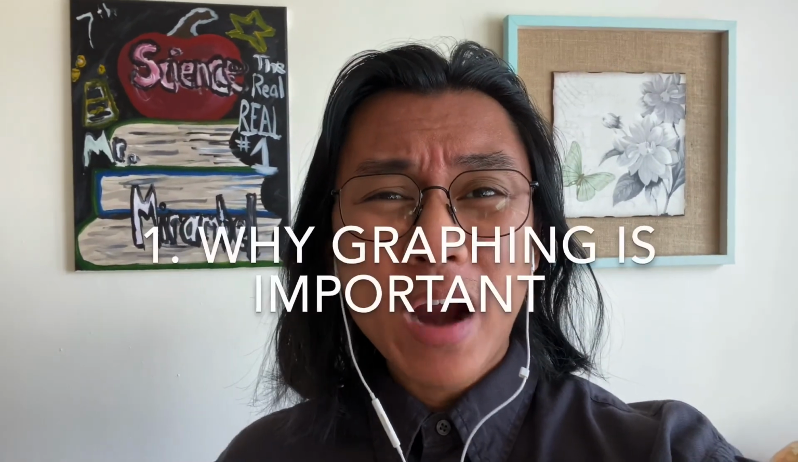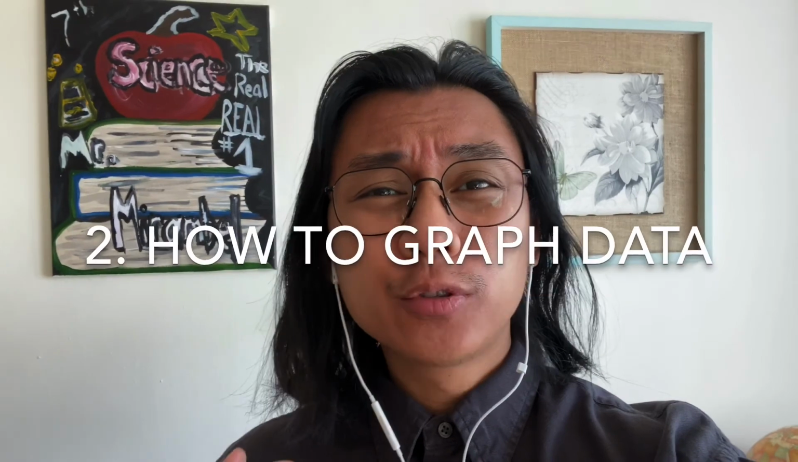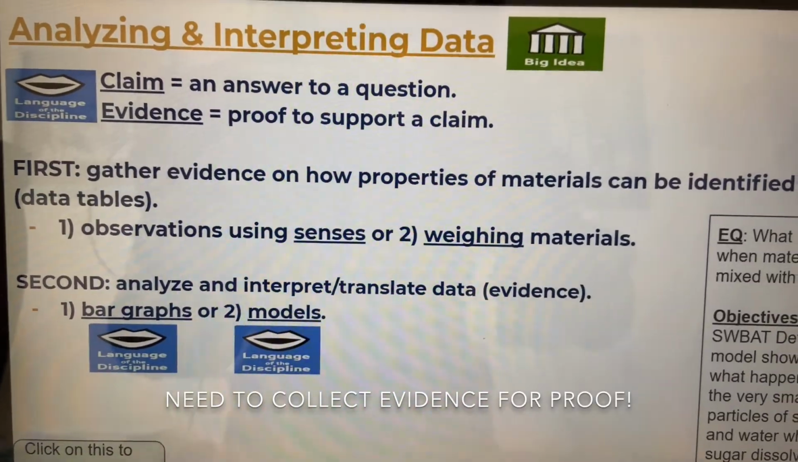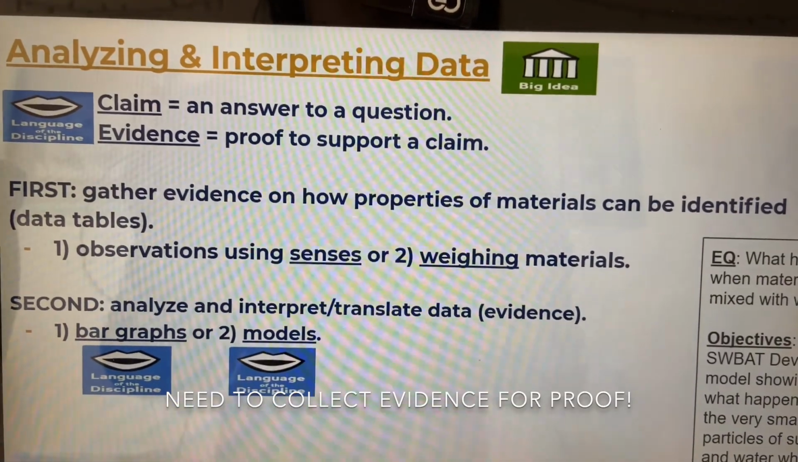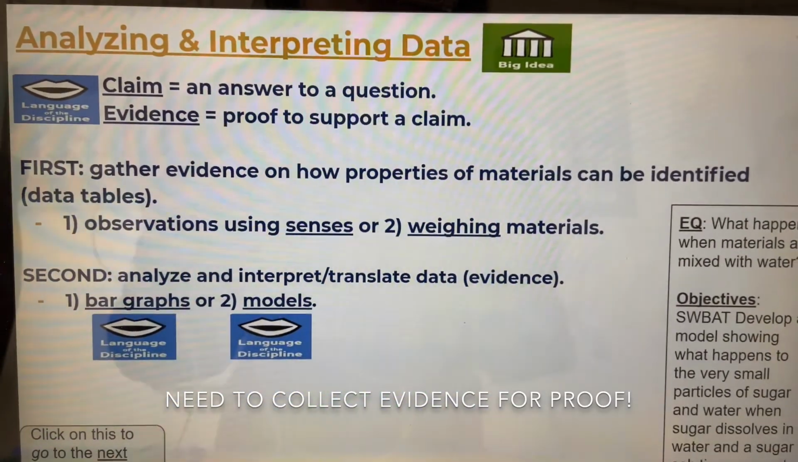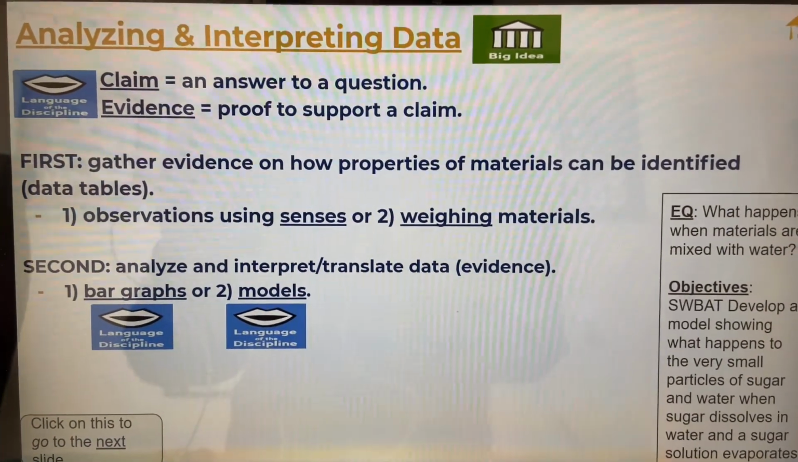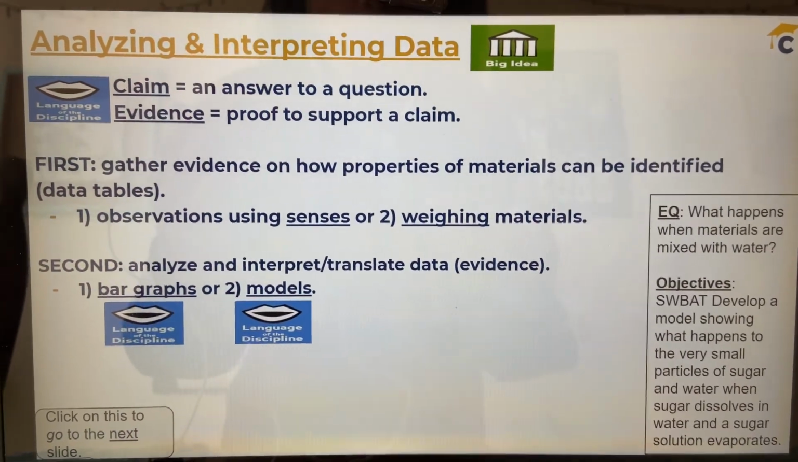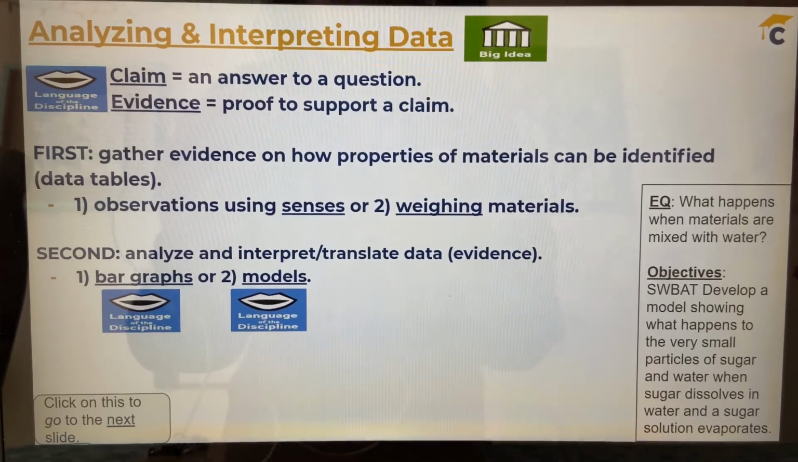In this video, we will cover two things. One, why graphing is important. And two, how to actually graph. First, we have to understand when we're trying to answer a question or come up with a claim, we have to gather evidence. That evidence is found through an investigation or when we do our data collection.